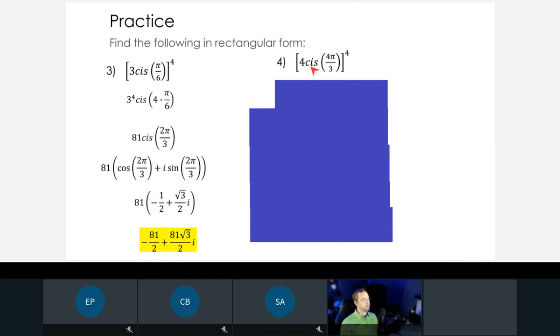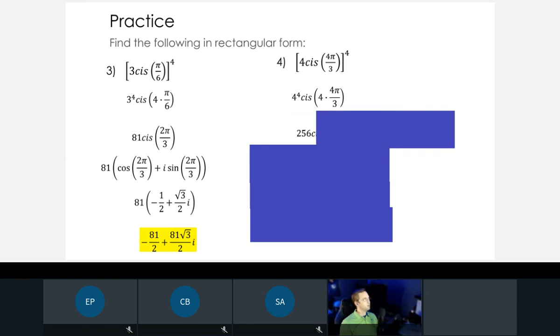All right. So we're going to do 4 to the 4th power, and we're going to multiply theta by 4. So let's see what that looks like. So far, so good. Okay. What is 4 to the 4th power? 256. Okay. And then 4 times 4 pi over 3, what is that? 16 pi over 3. I also agree. Okay.